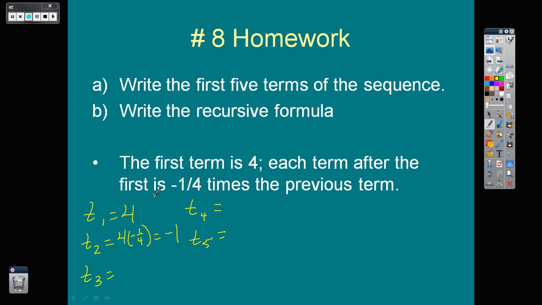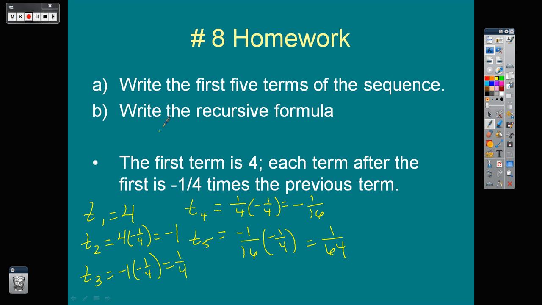This is negative 1/4 times the one before it. So now I have negative 1 times negative 1/4. This is positive 1/4. Now we had the one before it times negative 1/4. 1/4 times negative 1/4 is negative 1 over 16. Negative 1 over 16 times negative 1/4 is positive 1 over 64.